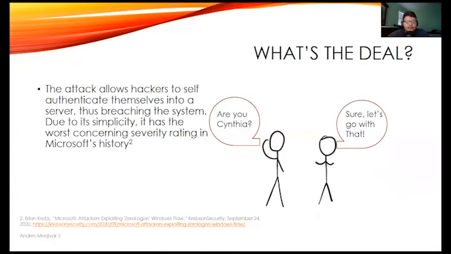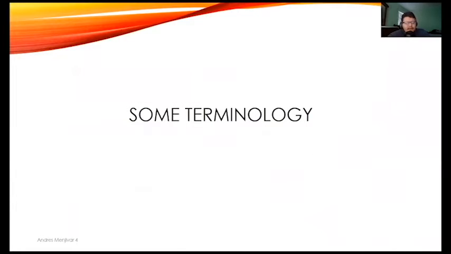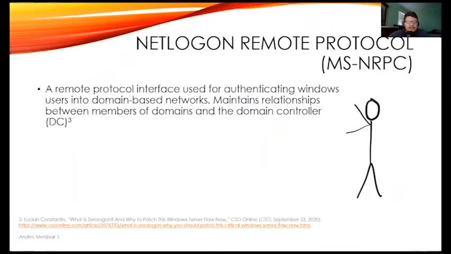Before we actually go into the attack itself, let's go over some quick terminology. Our first term is the Netlogon Remote Protocol, MS-NRPC. This is a remote protocol interface that's used for authenticating Windows users into domain-based networks. This usually maintains relationships between members of a domain and the domain controller. It can also maintain relationships between multiple domain controllers across one or multiple domains, as well as replicate any domain controller databases.